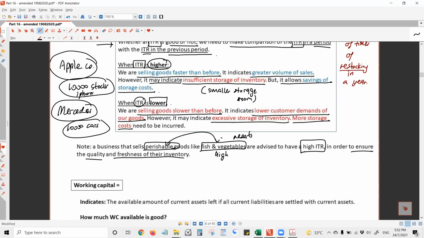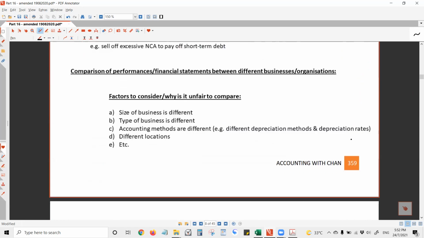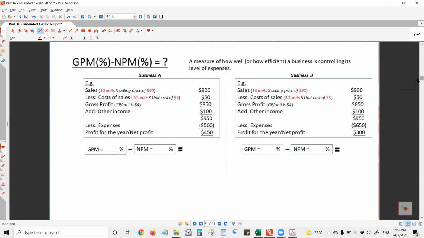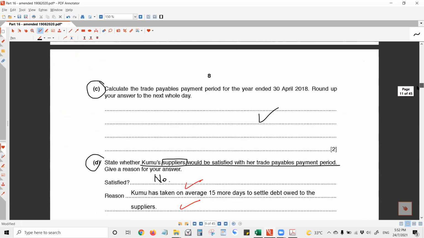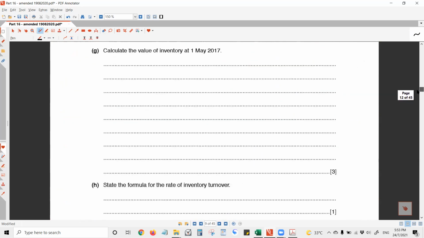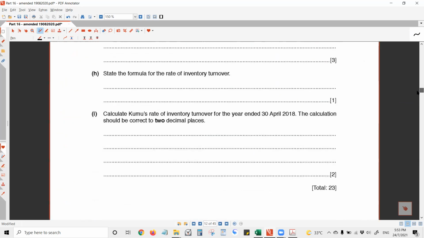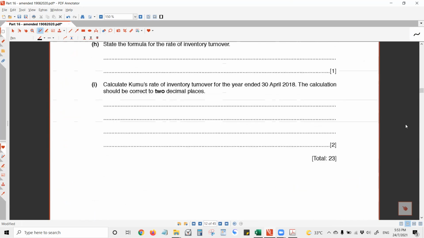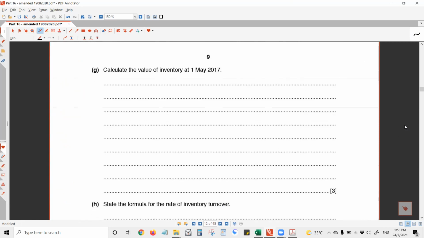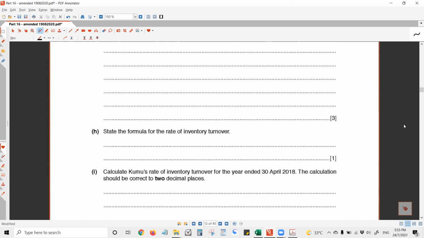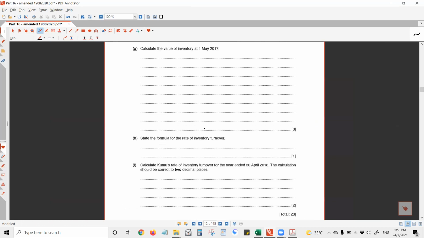Let's do some questions on this. A little bit more and we are done, but I don't think we can finish today. But never mind, we try our best. You come to page number 363. Okay, page 363. You try to do G, H, and I. When you're done, you snap me a picture.